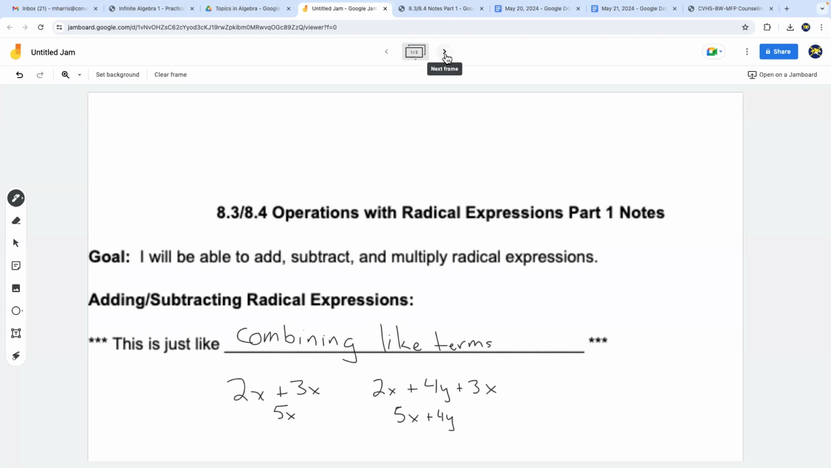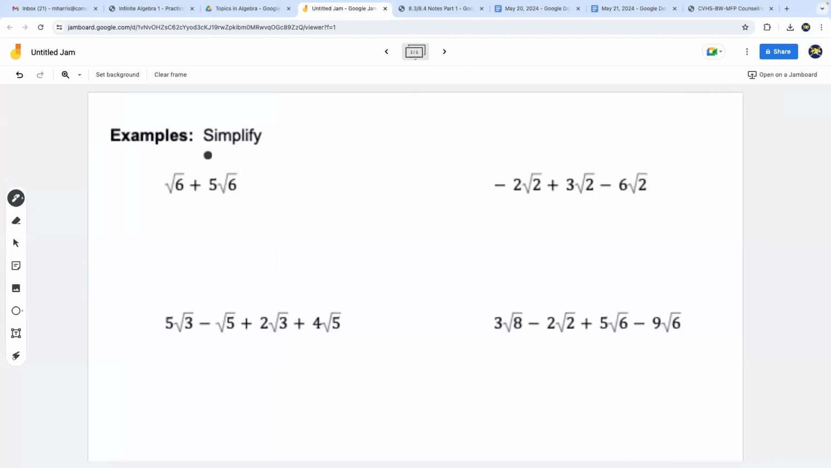So let's take a look at some examples here. So if I wanted to simplify this, if I have root 6 plus 5 root 6, well, there's no number in front of this root 6. It's just like x. So if I have x plus 5x, well, in front of the x, there's this imaginary 1. So if it helps you out and you want to write this imaginary 1 right here, you can do that. And so when we do that, we just take the coefficients. So we have the 1 and the 5. We add those together. And then our radicals stay the same. So this answer, 1 root 6 plus 5 root 6 is just 6 root 6.